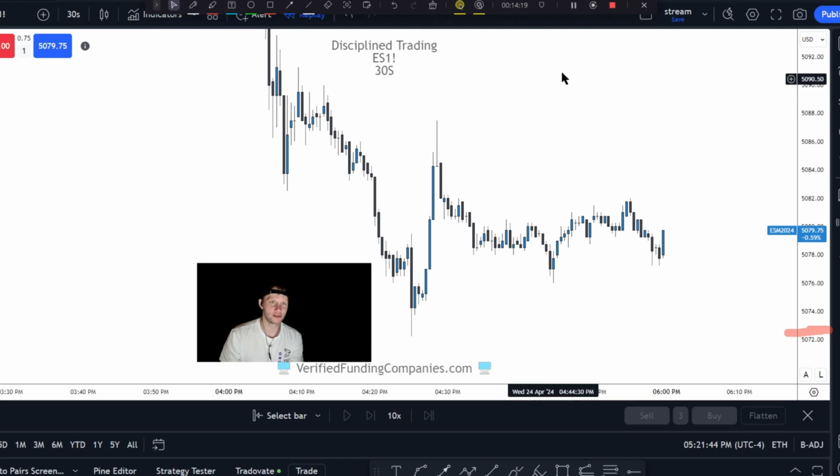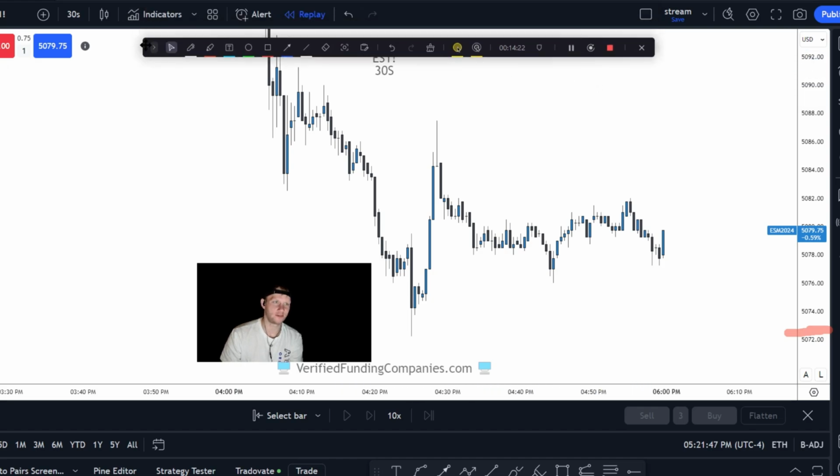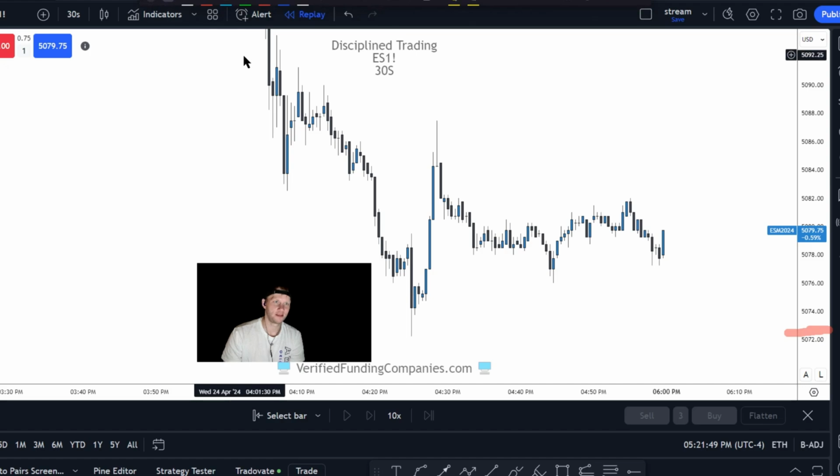So let's go on to contracts. What do they mean? How do they work? And what's up with the expiring of them? And will it affect you and your trading in any kind of way?